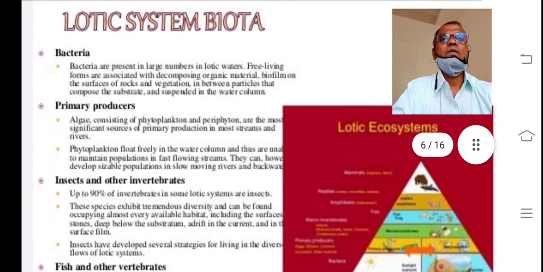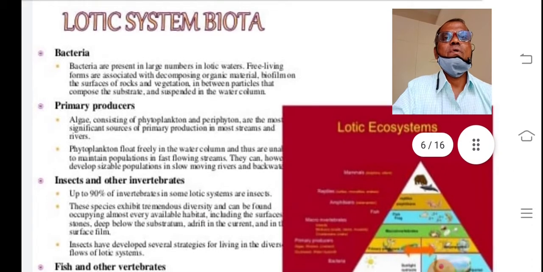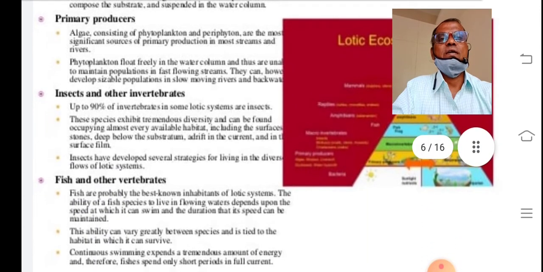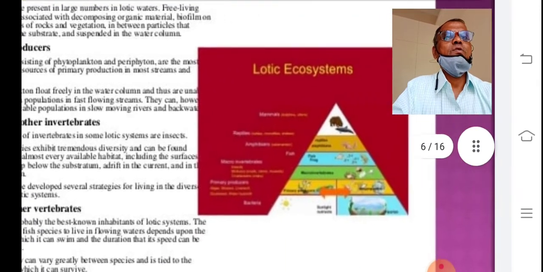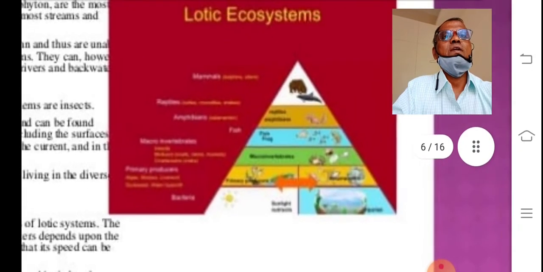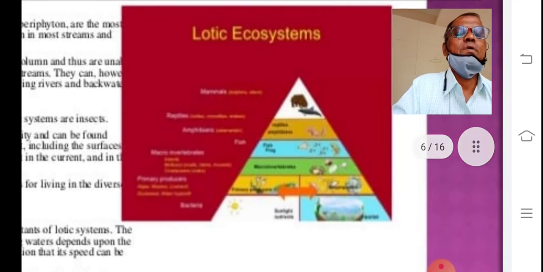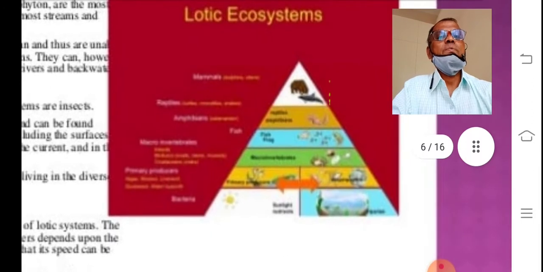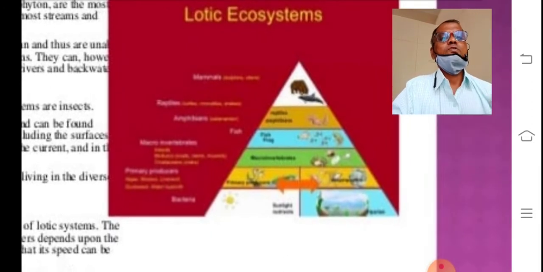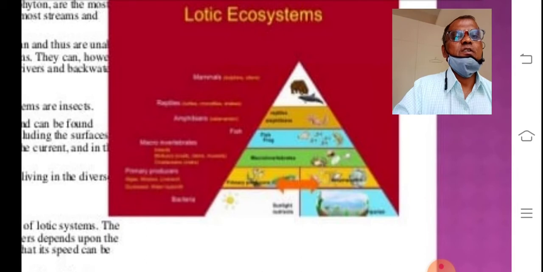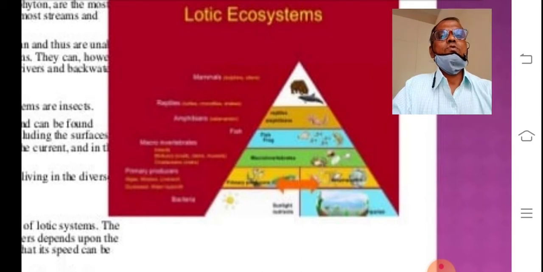In lotic systems, we may again consider the bacteria, the primary producers, and the insects and others. Fishes are there. Here you are observing the food chain diagram. It is called the pyramid of food. So what is a pyramid? The concept comes from the Egyptian pyramids, which are broad at the base and narrow at the apex. Actually, it was built by the Egyptian people, but we may use it as a model.